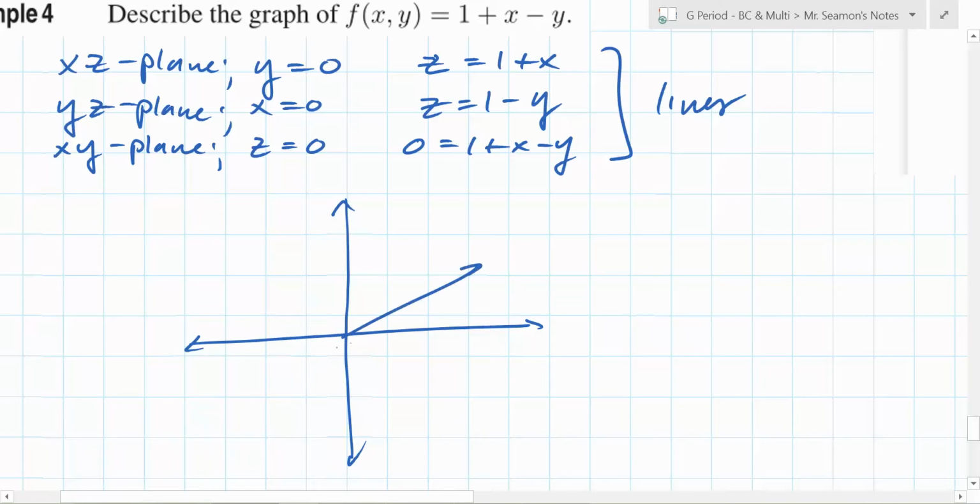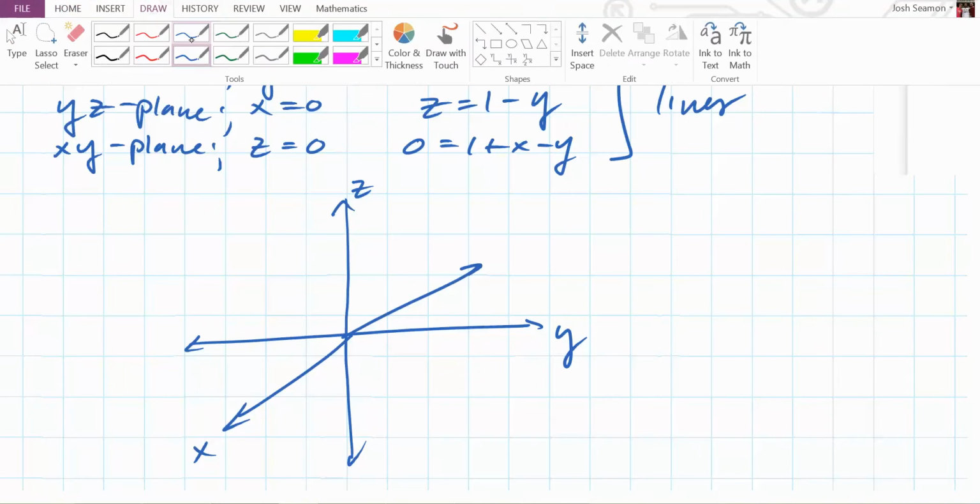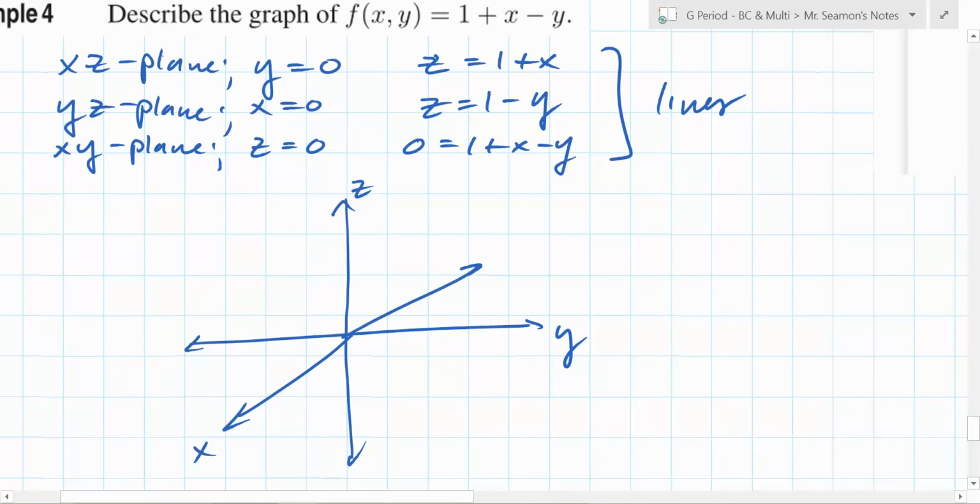You graph each one. So let's do the first one. This is the z, this is the x, and this is the y. Let's do this one right here. I'll do this one in red. z equals 1 plus x. When z is 0, what's x? Negative 1, right? Right there. And when x is 0, what's z? 1. So this is a line.